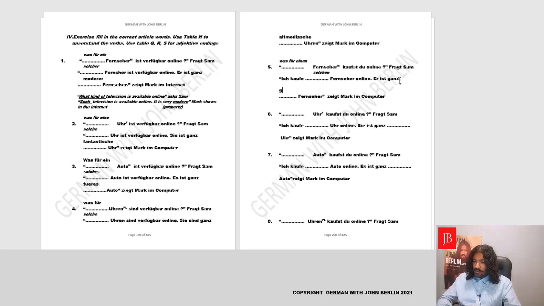Affordable is günstig. Let's write günstig. Günstig is the adjective. The ending is dependent upon the noun. It's masculine and it's nominative, the verb sein, and it's kein Artikel table, borrowing the endings from der, die, das. Der is masculine. So günstiger Fernseher. Ist günstiger Fernseher. Zeigt Mark Computer, shows Mark in the computer.